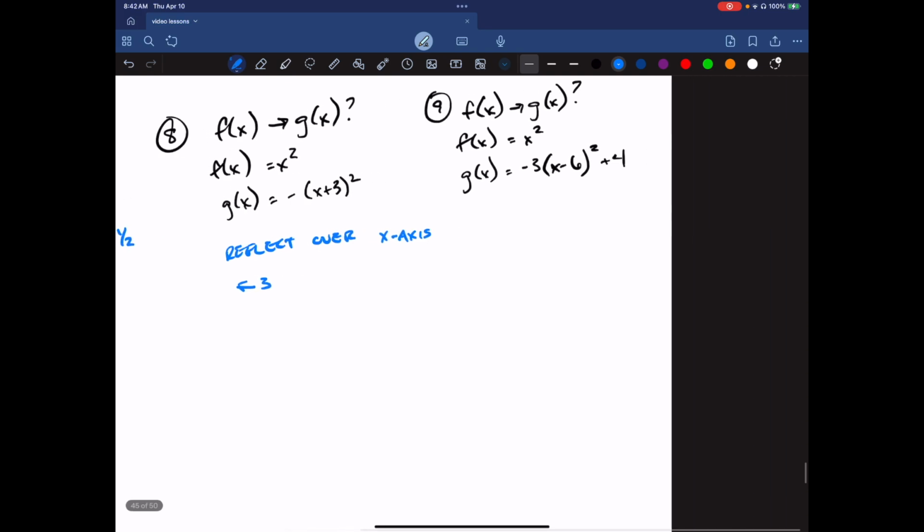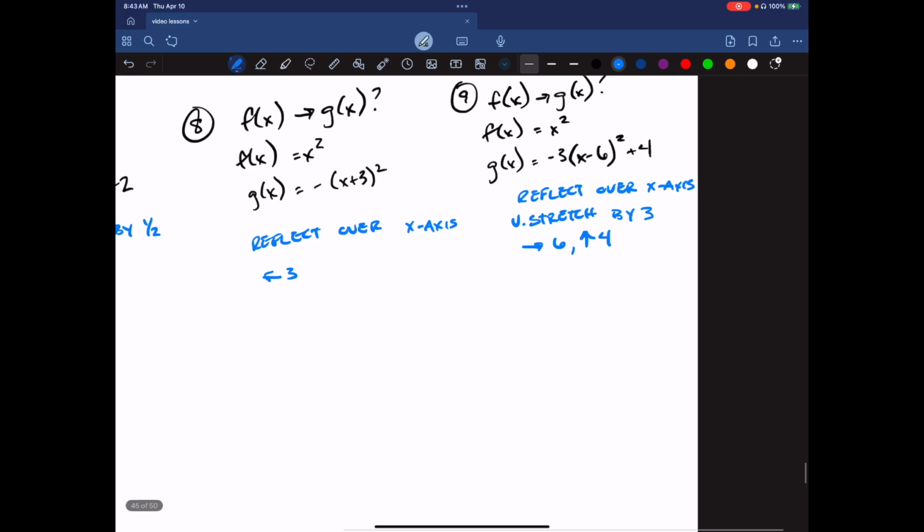Number 9, again, we're starting with x squared, and then we have negative 3 on the outside, x minus 6 on the inside, and plus 4 on the back end. That negative is going to reflect it over the x-axis. The 3 is going to be a vertical stretch by a factor of 3. The 6 is going to be right 6 because it's x minus 6, and then the plus 4 is going to be up 4. So that's what all your pieces are doing. Again, you do it from left to right, chipping away one step at a time.